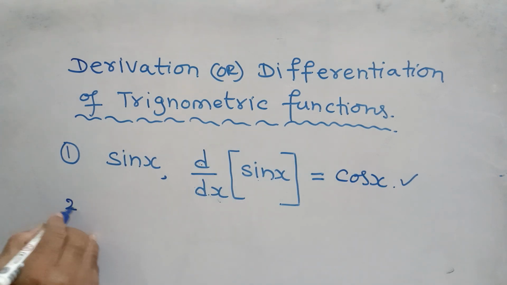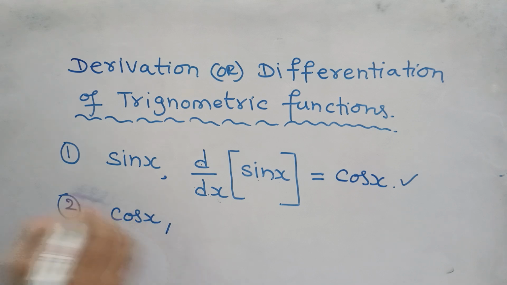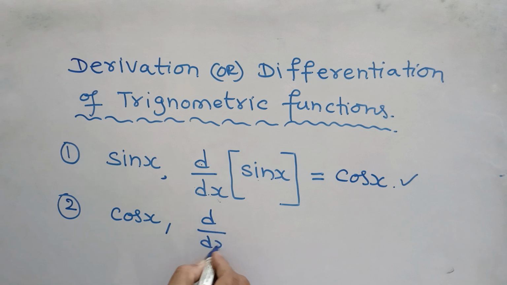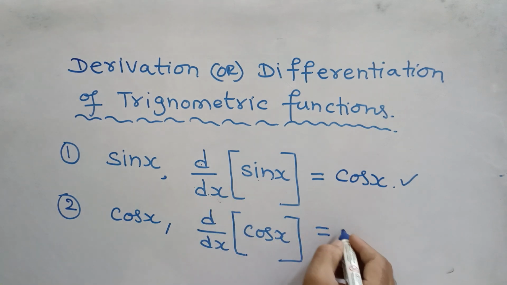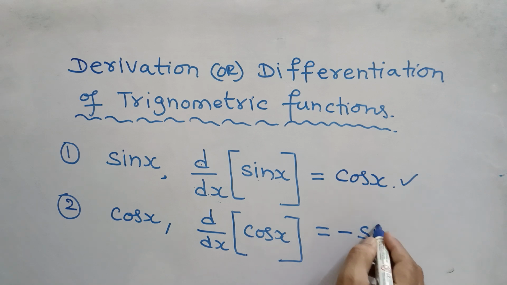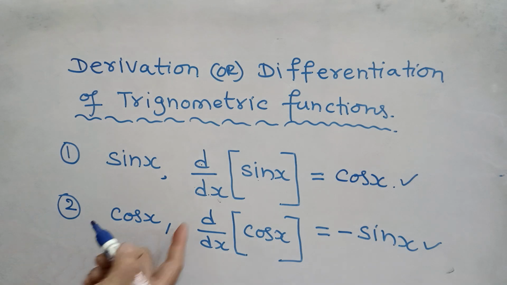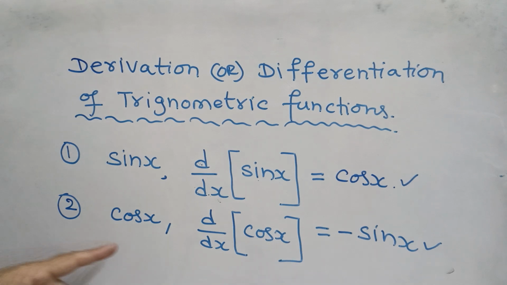And then coming to the second function, if the function is cos x, then what is the derivative? D by dx of cos x. What will be the value of d by dx of cos x? The derivative of cos x is equal to minus sin x. Remember that. D by dx of cos x is equal to minus sin x. So we have to remember very carefully. These are the formulas. Then what is the third one?